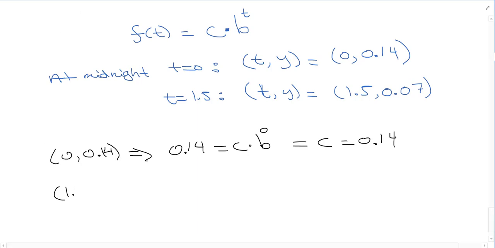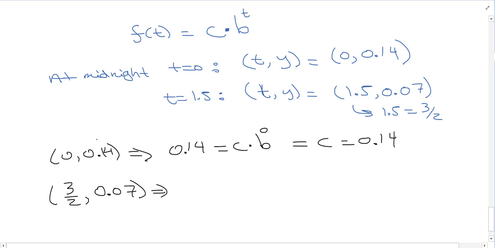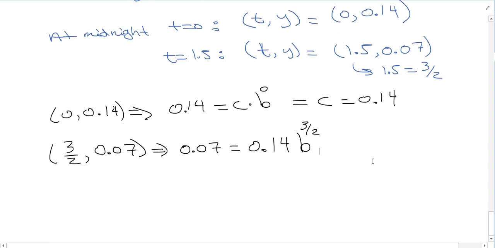And now with my next point, with 1.5, let me change that to a fraction. What's 1.5 as a fraction? 1.5 is 3 halves, right? So that means this is going to be 3 halves in 0.07. So what does that become in our equation? So that will mean that I'm going to have 0.07 equals c, I already know the value of c, so 0.14 b to the t. T is 3 halves. And so there's a reason I changed it to a fraction, because now I can use properties of exponents, and with rational exponents, I can work a little better than with decimal exponents.